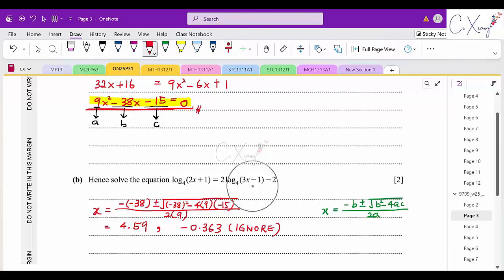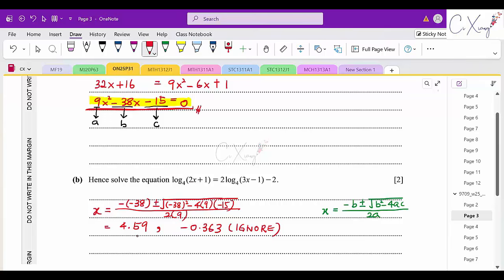Any negative value in the log will give you a math error. Let's say log negative 2 is a math error. Okay, log negative 5 is a math error. So if you substitute this value inside it, you will get a math error. Right? Same thing happens for this one also. That's the reason why you have to ignore it.